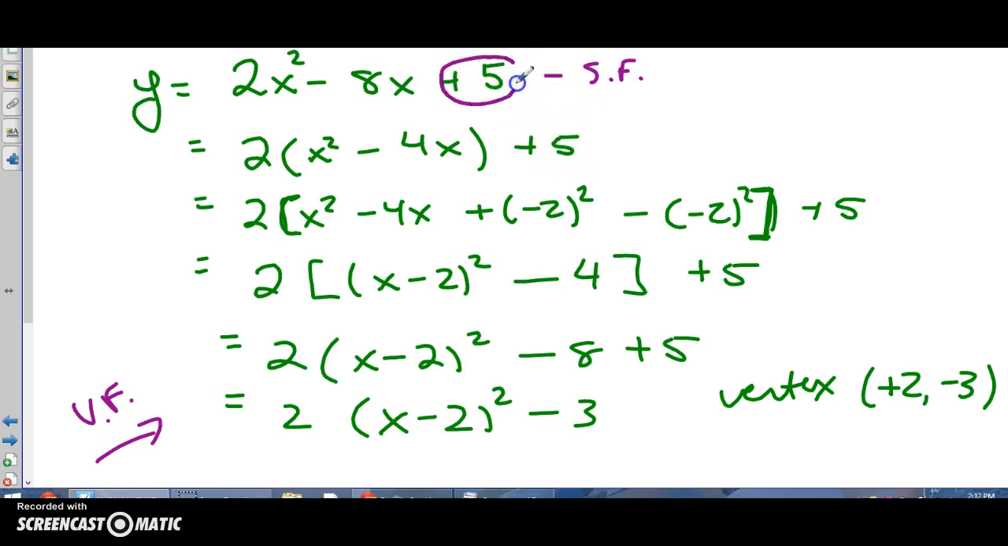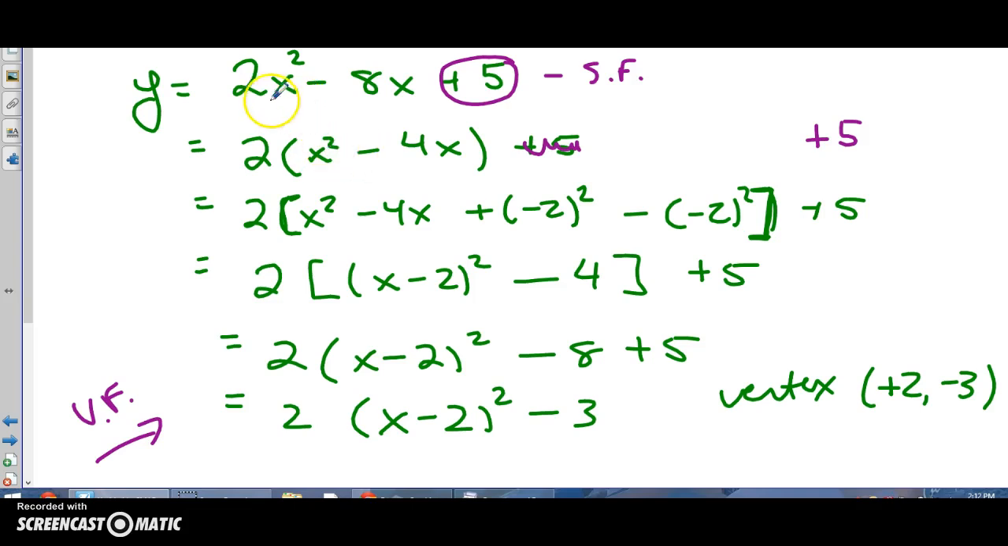This is your last term. See my plus 5 here? What you want to do is have nothing to do with this guy until the very end. Sometimes I don't even write it here. I write it way over here, so it's out of the way. The plus 5, you don't touch that until the very end. So that's one thing to remember. We do a bunch of steps. We get rid of this 5.